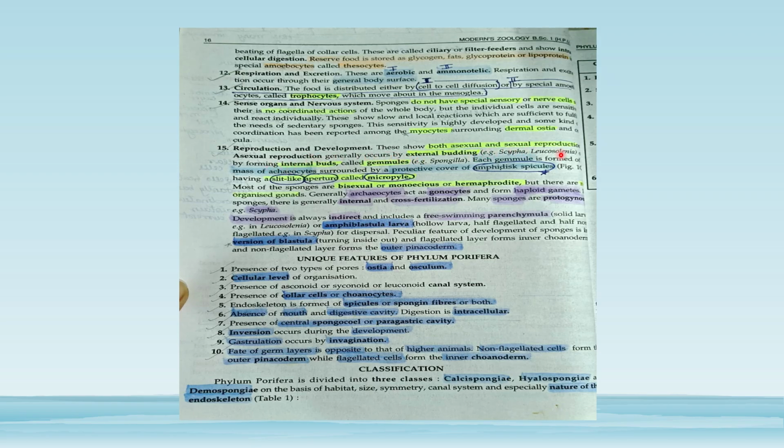So both asexual and sexual reproduction occur. Asexual reproduction occurs generally by external budding, for example in Sycon and Leucosolenia. It is also formed by internal buds called gemmules, for example in Spongilla. Each gemmule is formed of archaeocytes.